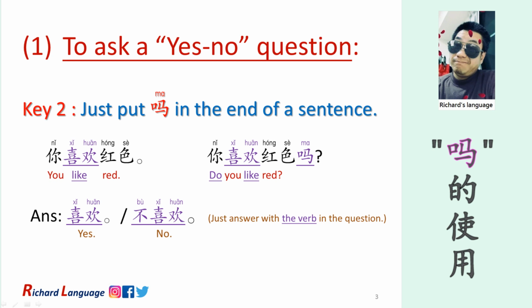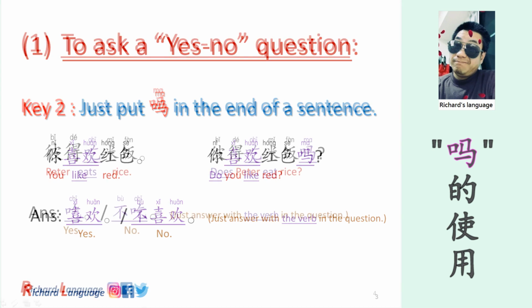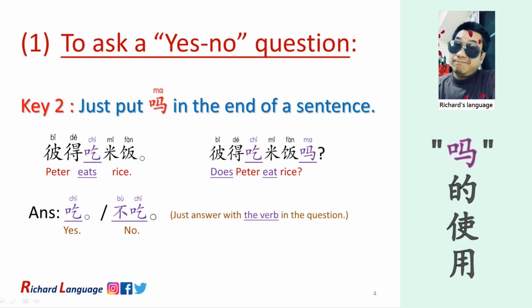Then, if you want to answer yes, then you say 喜欢. And if you want to answer no, then you say 不喜欢. 喜欢 or 不喜欢. So all the time you find a verb in the question, then you know how to answer that. Okay, to make sure you understand everything, let me give you one more example.